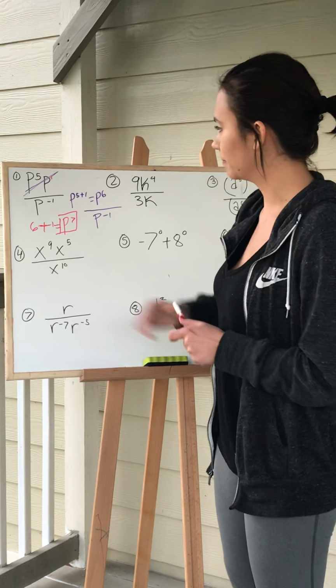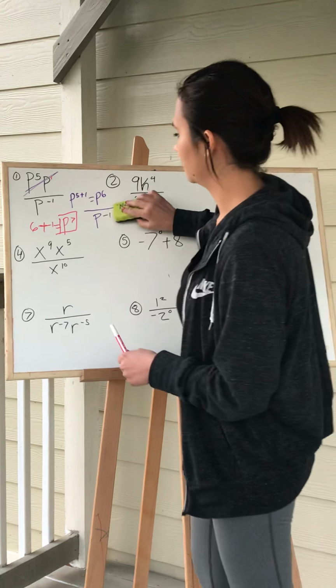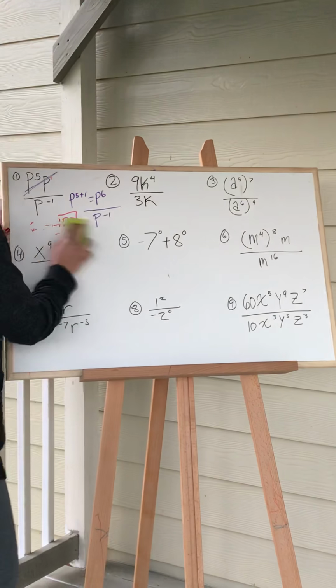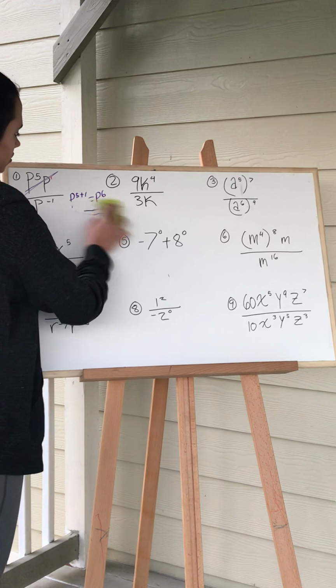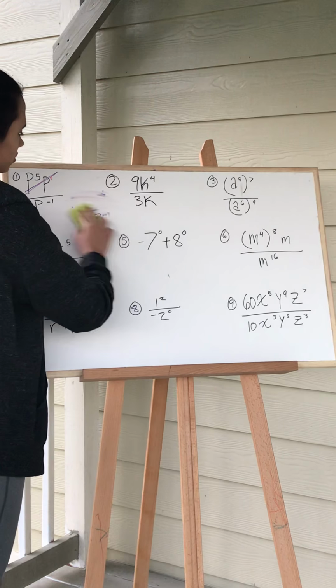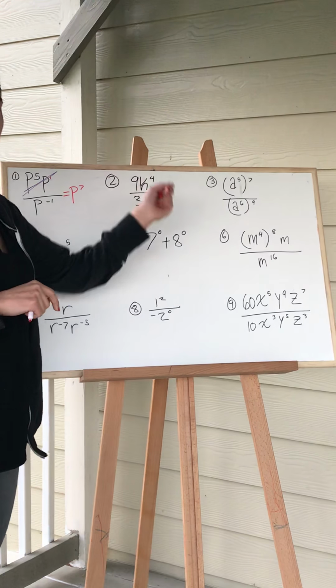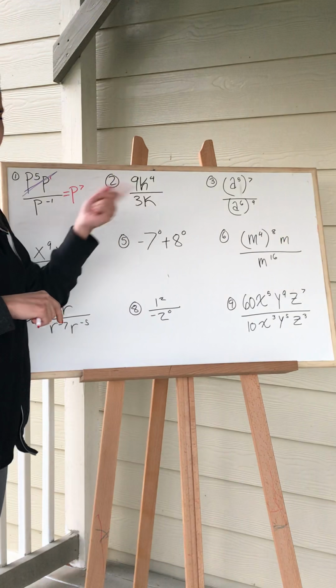Okay, and I'm going to erase it and make it cleaner in a second. P to the 7th. Alright, so now for number 2 we have 9k to the 4th over 3k.